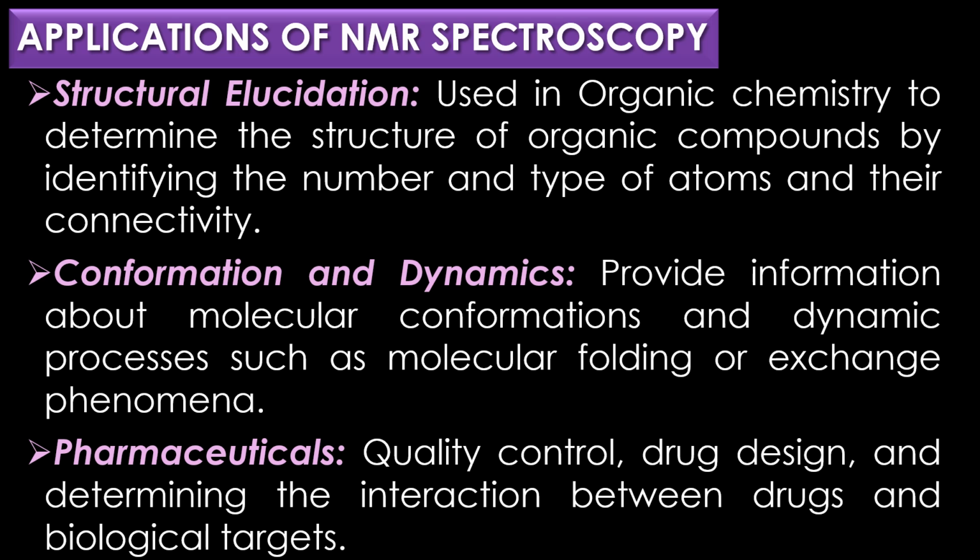Applications of NMR spectroscopy. In structural elucidation, NMR is extensively used in organic chemistry to determine the structure of organic compounds by identifying the number and type of atoms and their connectivity. In conformation and dynamics, NMR can provide information about molecular conformations and dynamic processes such as molecular folding or exchange phenomena. In pharmaceuticals, NMR is useful for quality control, drug design, and determining the interaction between drugs and biological targets.